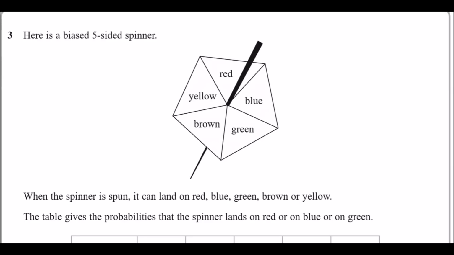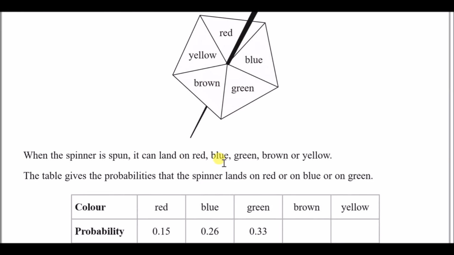Okay, number 3. So here is a biased 5-sided spinner. The word biased here means something isn't fair. So in terms of probabilities, all of these colors are not the same value. So they're not 1 out of 5 chance each. They could be higher, they could be less. So we don't know. We've got to check the table.